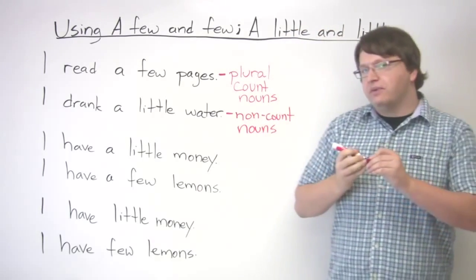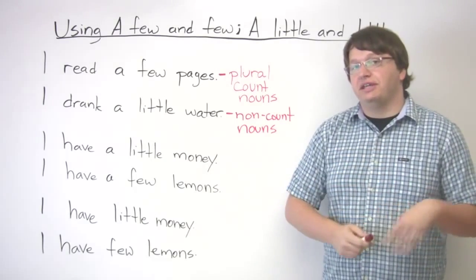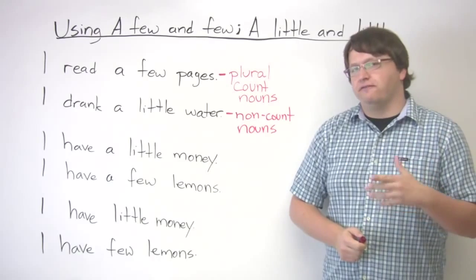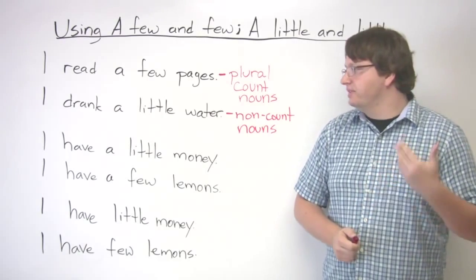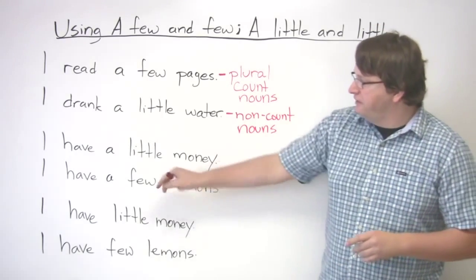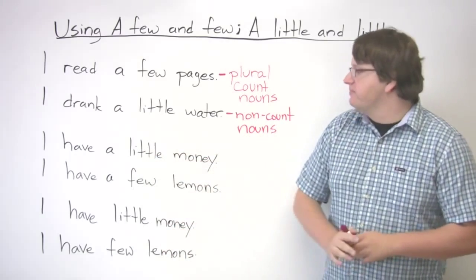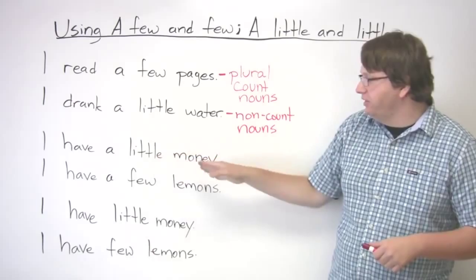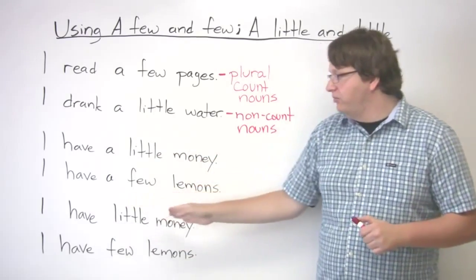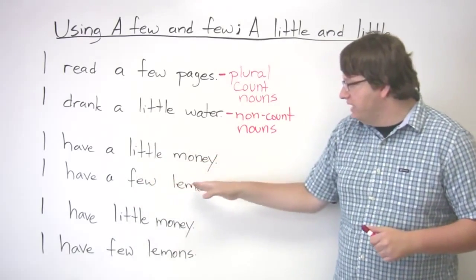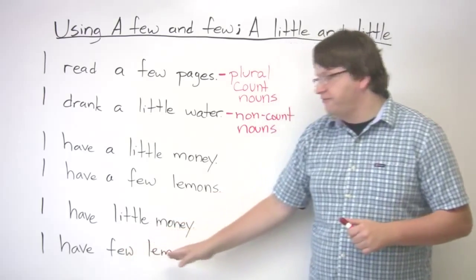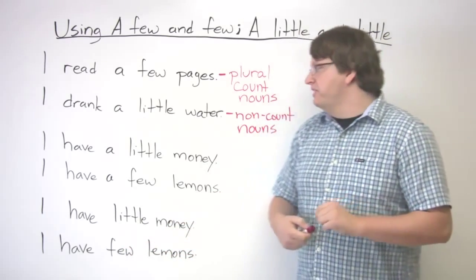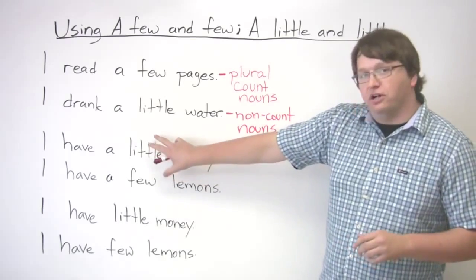Okay, so now that we have that out of the way, we can actually get to the meanings of when you use few versus when you use little. So here I have 4 sentences, and two of them match. I have a little money, I have little money, I have a few lemons, I have few lemons. So what is the difference between these? Let's look at these two first of all.